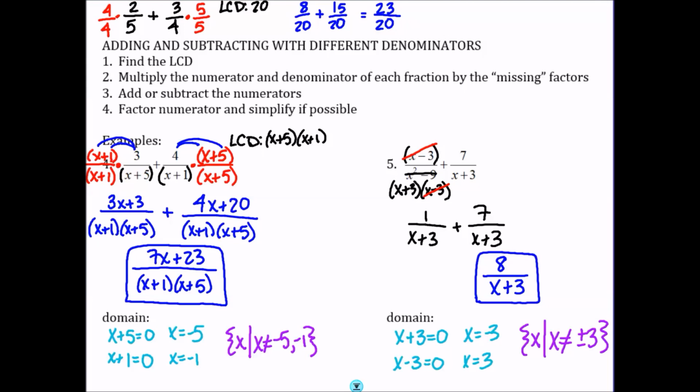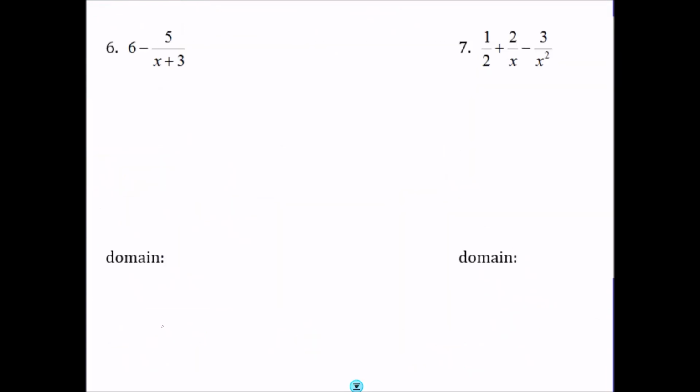Let's look at another example. We have 6 minus 5 over x plus 3. Here, it's probably helpful to write the 6 as 6 over 1. So our two denominators are 1 and x plus 3. So our LCD is just 1 times x plus 3, or just x plus 3. So we need to make sure that we multiply the first fraction, the 6 over 1, by x plus 3, the missing factor.